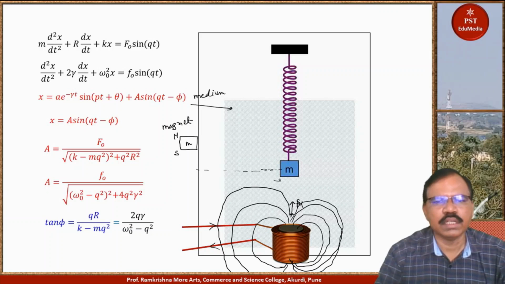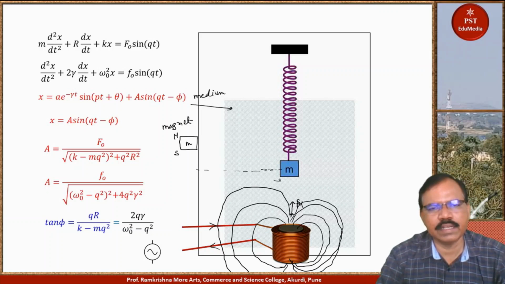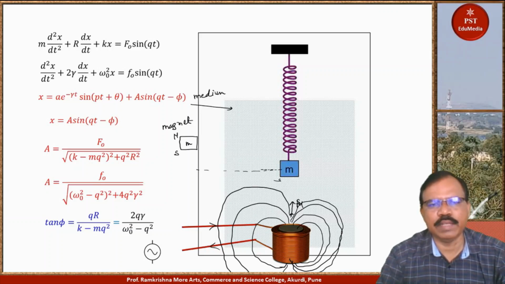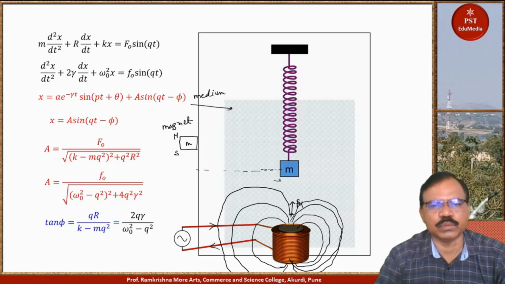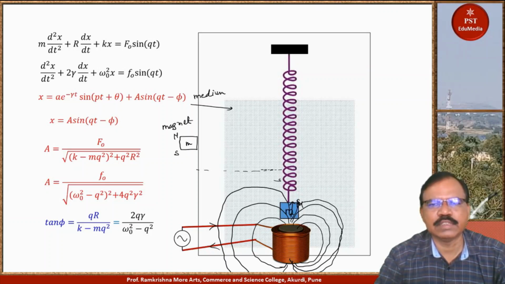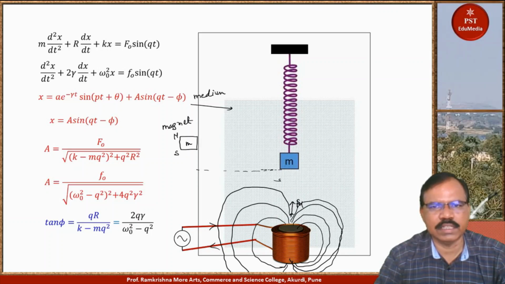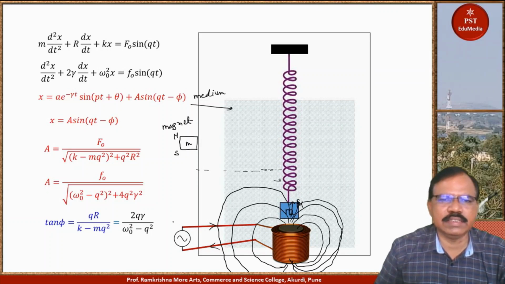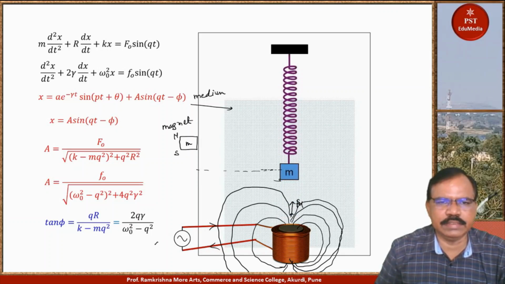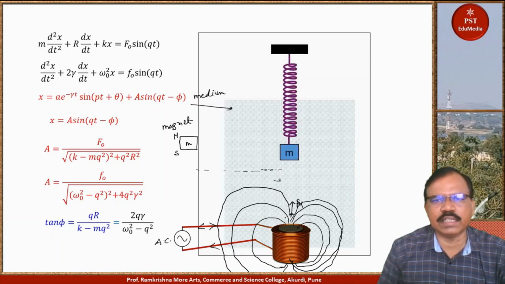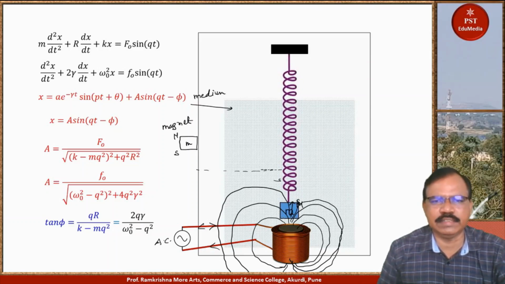So suppose we apply alternating current. I will take an AC source here, we will adjust the frequency of that AC source, and we will apply it between these two. So what happens? This mass starts oscillating. Since it is an AC signal, the direction of current will change alternately, so the direction of magnetic field will also change alternately.